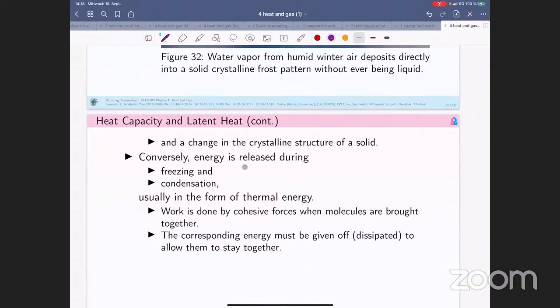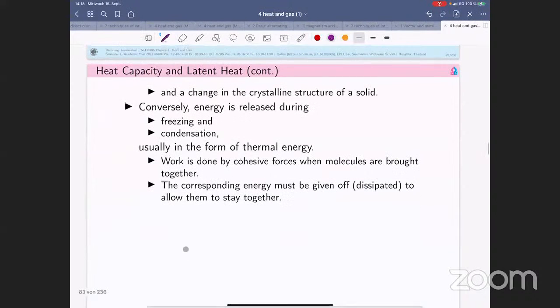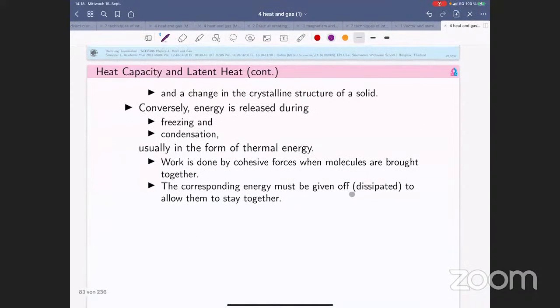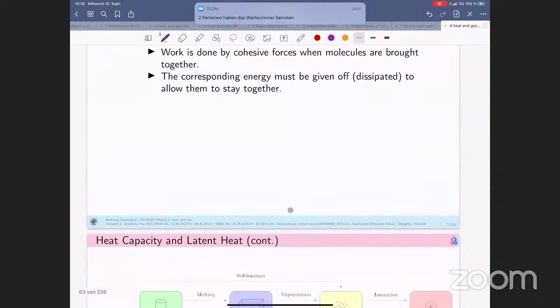Conversely, energy is released during freezing and condensing, usually in the form of thermal energy. Work is done by cohesive force when molecules are brought together. The corresponding energy must be given off or dissipated to allow them to stay together, right?